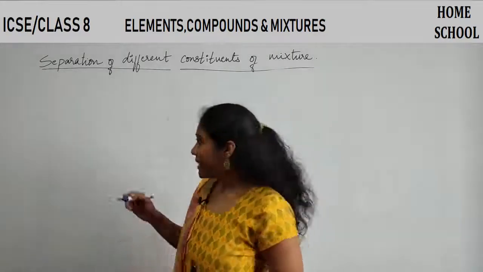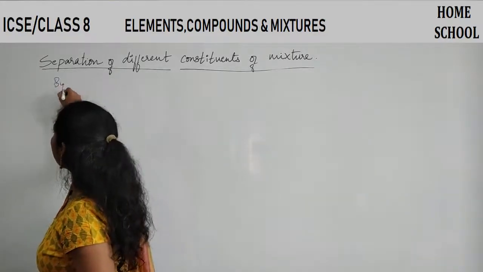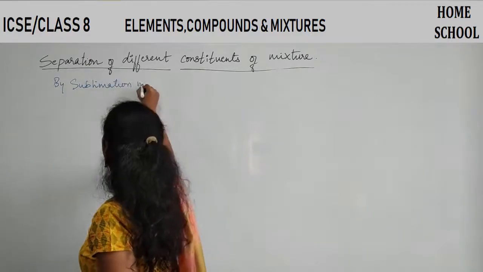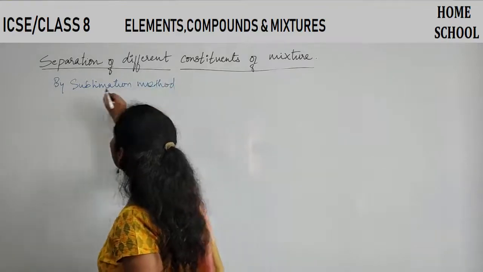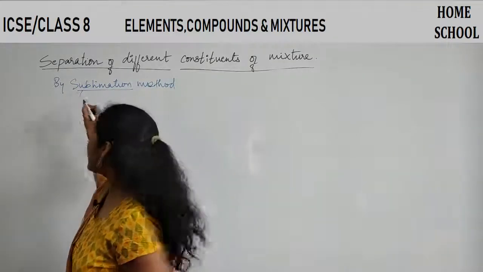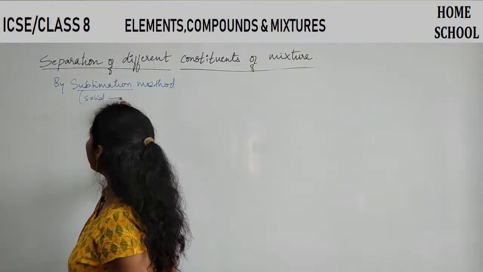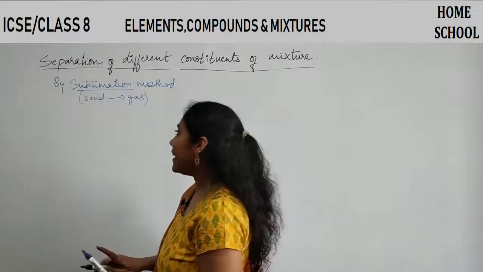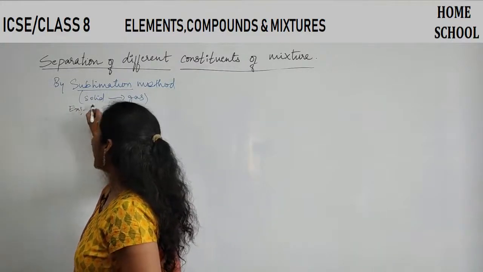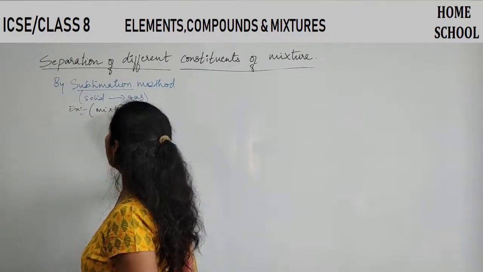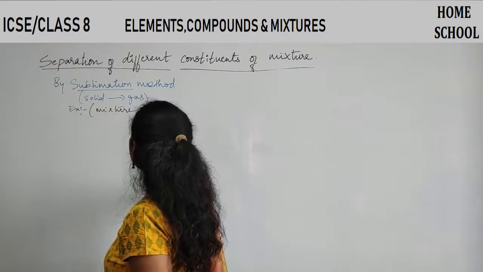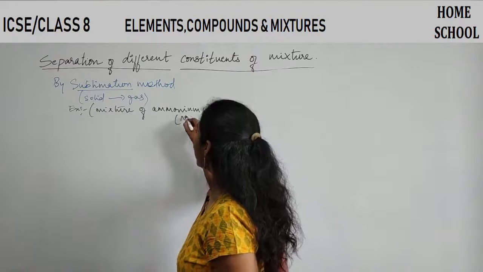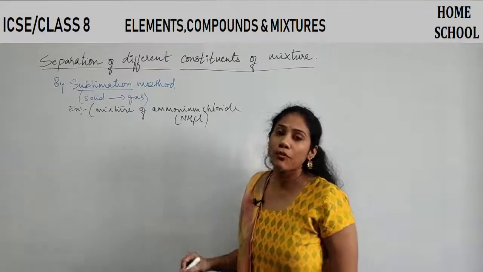Clear? Okay, guys. Next method is separation by the sublimation method. Okay, we will learn the sublimation method. So you all know what we mean by sublimation, isn't it? Sublimation is nothing but a solid directly getting converted into gas. So here I will take an example of a mixture of ammonium chloride. What may be the formula of ammonium chloride? NH4Cl is the formula of ammonium chloride.